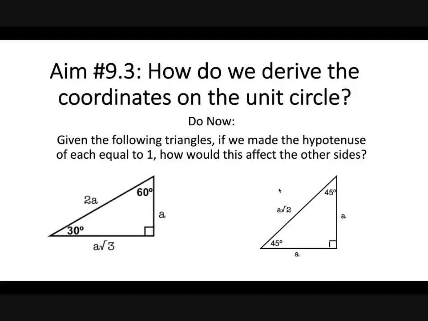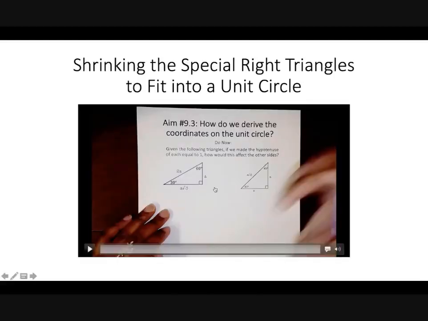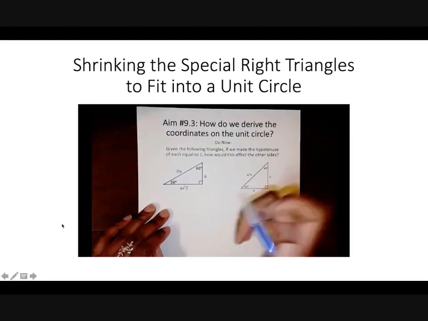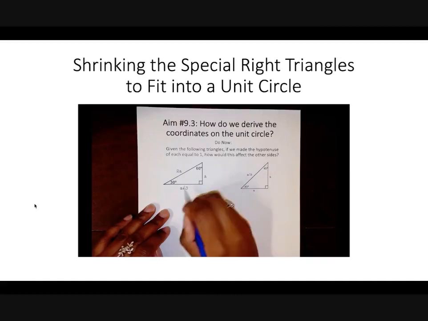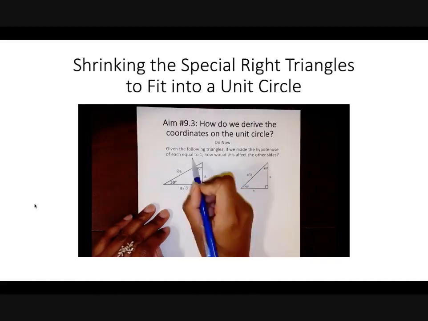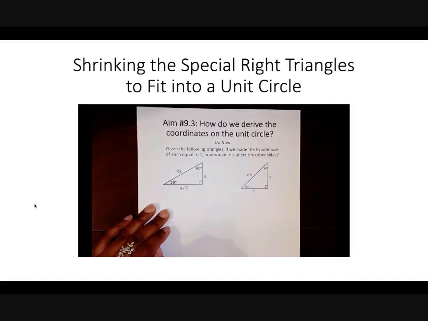So the do now says, given the following triangles, if we made the hypotenuse equal to 1, how would this affect the other sides? Well, let's see. So now, how do we shrink these two special right triangles? Notice that we want each one to have a hypotenuse that's equal to 1. So let's start solving for that.